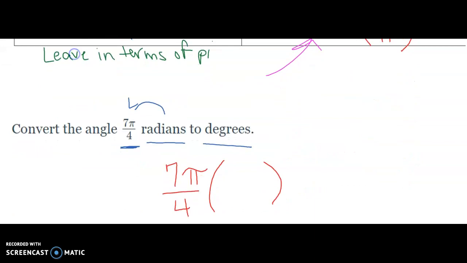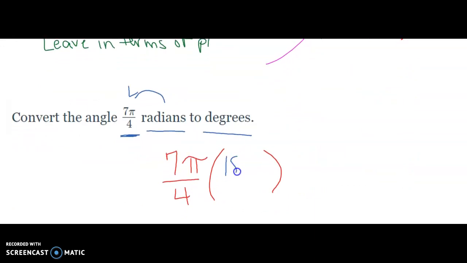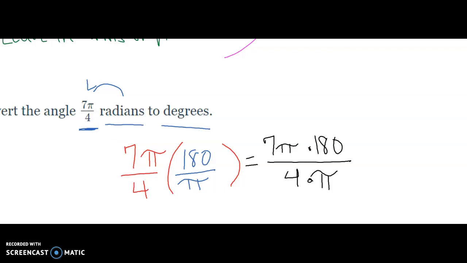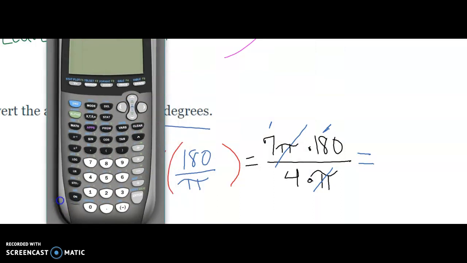So we're going to multiply it by 180 over pi. And to multiply fractions, we multiply straight across. So I'm going to write it like this: 7 pi times 180 divided by 4 times pi. And it's not too bad from here because we have pi in the numerator and pi in the denominator, so it cancels out. And I'm left with 7 times 180. So I'm going to use my calculator for that because I don't know that off the top of my head.